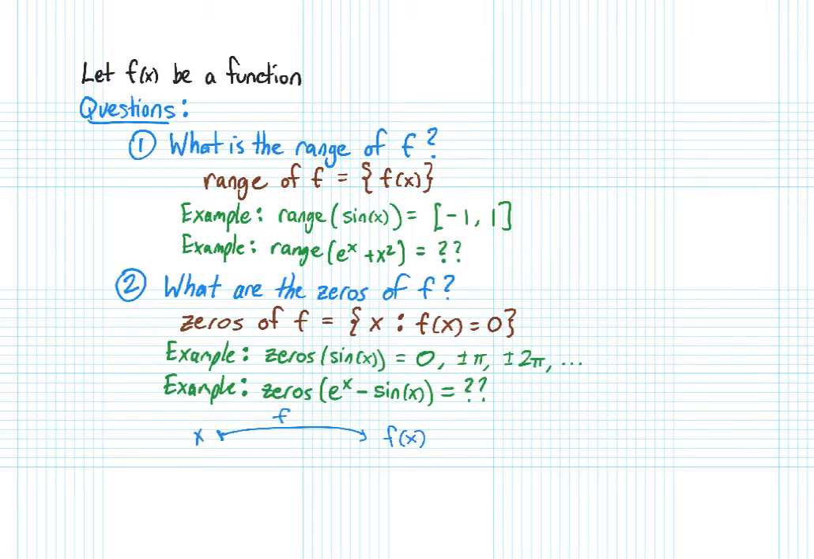One thing that's worth pointing out in comparing these ideas is that if you think of the function f as a process or a transformation that takes the x values as input and produces the f of x values as output, the range of f naturally lives on the right of this picture, because it's the set of all f of x values. Whereas the zeros of f naturally live on the left side of the picture, because the zeros of f are defined as x values, and not all x values, but x values that satisfy a certain property, that f of x is equal to 0.